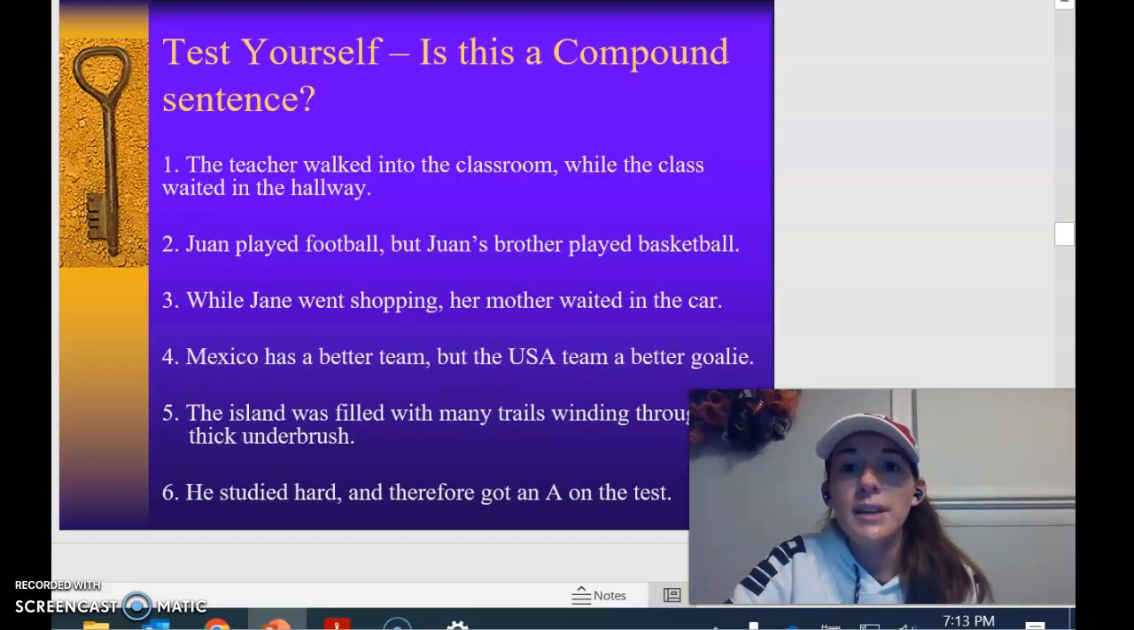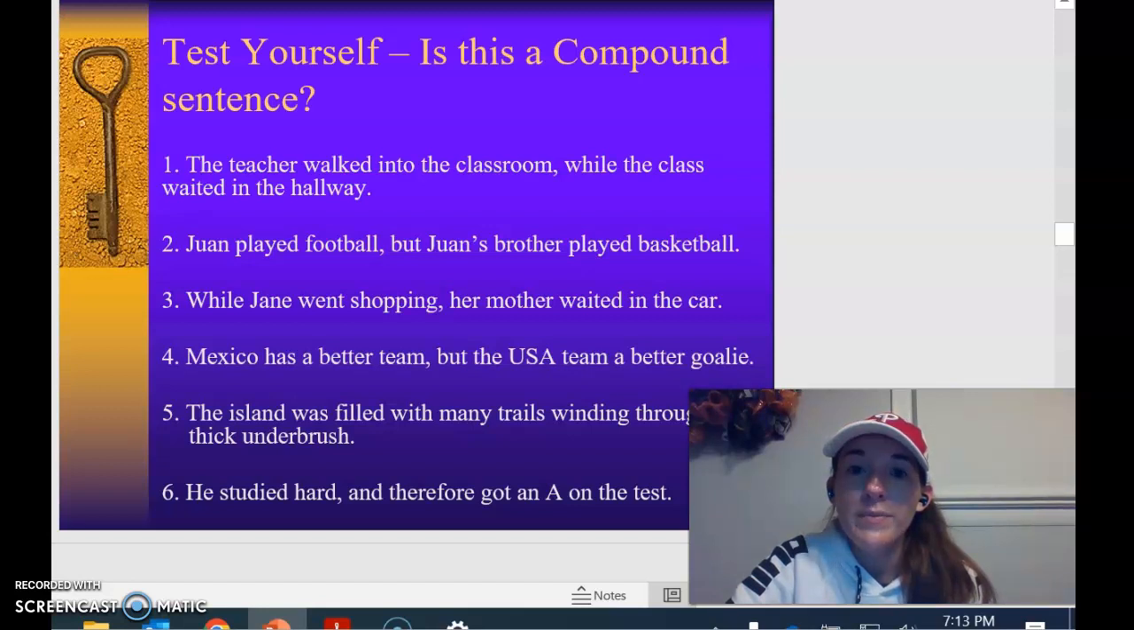So once again, in Edpuzzle, you're going to test your skill. I want you to tell me in Edpuzzle, is this a compound sentence or is it not a compound sentence? So you don't have to tell me what other kind of sentence it is. I just want you to confirm whether it is or it is not a compound sentence.